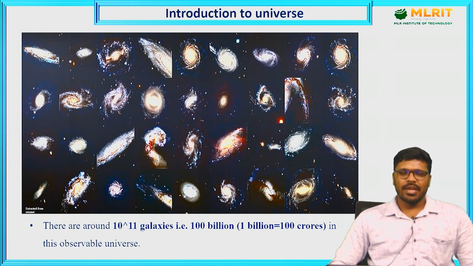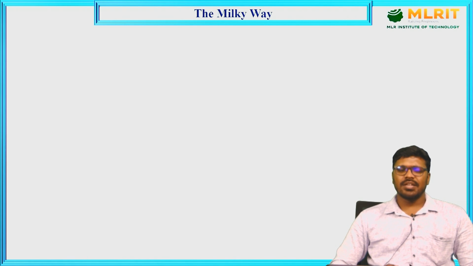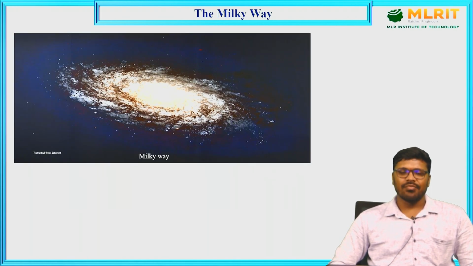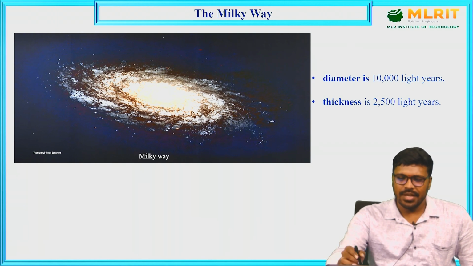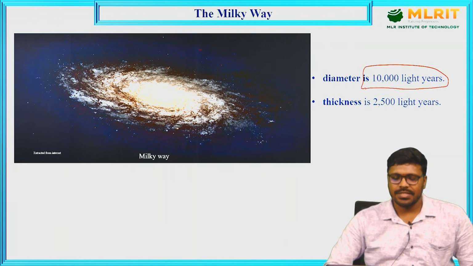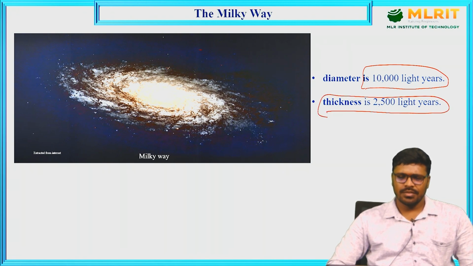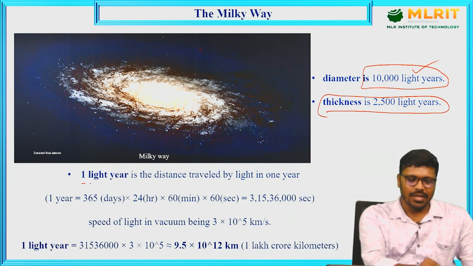Coming to the galaxy, what is a galaxy and what is the size of a galaxy in this universe? In the universe there are so many galaxies, and Milky Way is one of the galaxies, and this is our galaxy. Coming to the size of the Milky Way, the diameter is around 10,000 light years and the thickness is 2,500 light years. So, what is a light year? A light year is nothing but the distance travelled by light in 1 year.